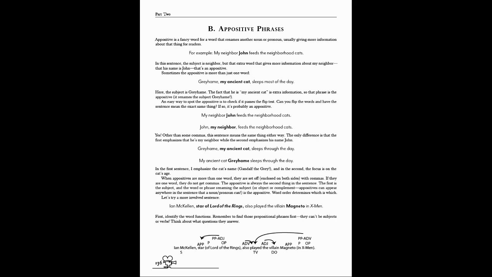Now, if this sentence were flipped and I said, John, my neighbor, feeds the neighborhood cats, then neighbor would be the appositive. Whereas in the first one, John is the appositive. So it's always the second thing. But it's just a reference when you refer back to something and rename it. It's called an appositive. So you can have my neighbor John. You can have Graham, my ancient cat, right? Renaming my cat. Or I could have my ancient cat, Graham, making Graham the appositive.